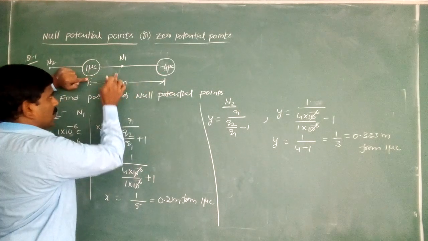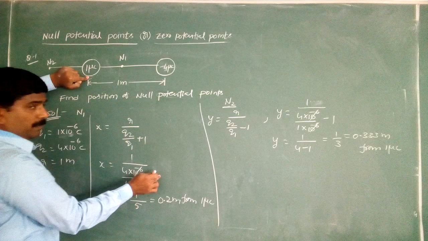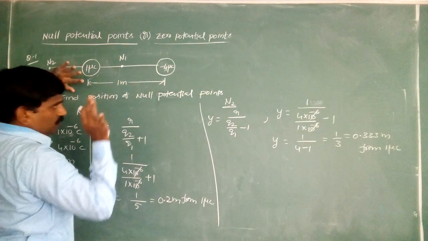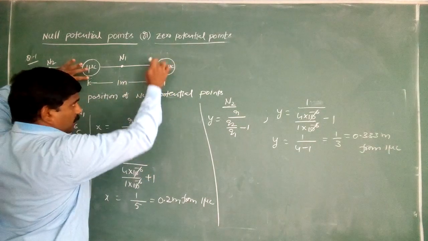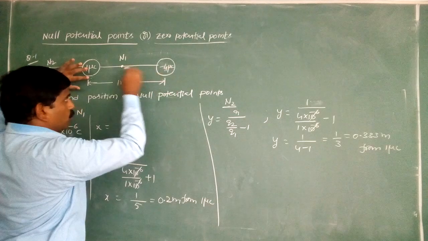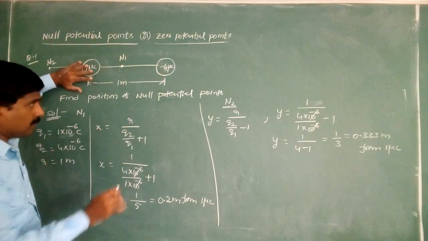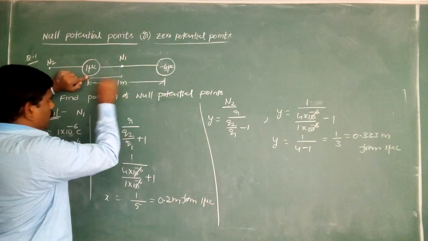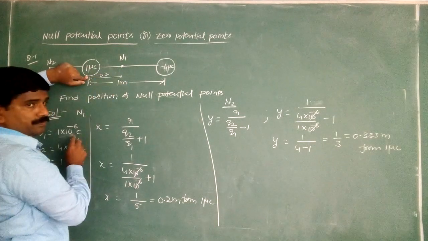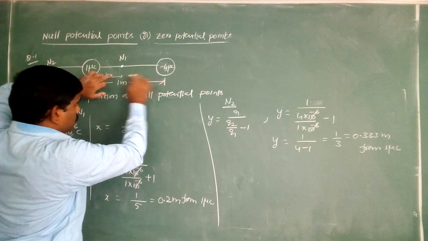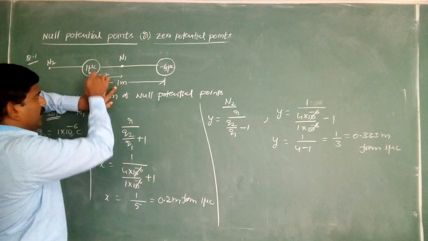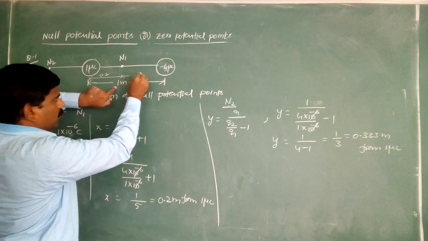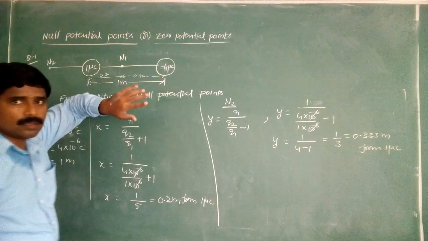So from this one, subtracted this one for the N1 purpose. If they want to find out the position of the null point from the 4 microcoulomb charge in between the charges, the total is 1 meter, and this value we know is 0.2. So this one is equal to 1 minus 0.2, which is 0.8.